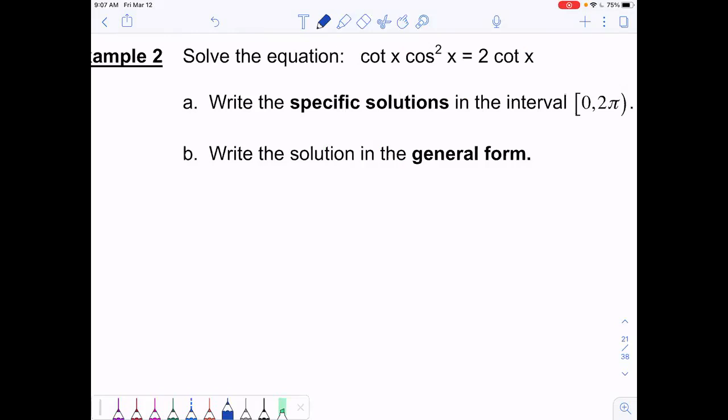So yes, we're going to do exactly that, except we're going to keep it as cotangent. So I'm going to keep the cotangent in there, but we are going to be pulling something out. We're going to take this cotangent to be on the other side, and we're going to set it equal to 0. So we have cotangent times cosine squared, and then you're subtracting that whole cotangent to the other side.